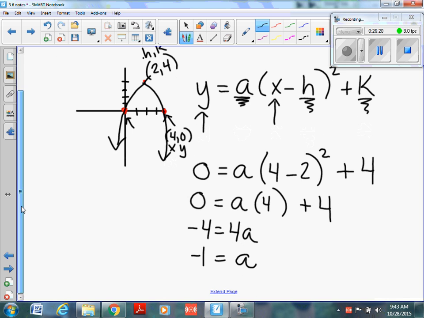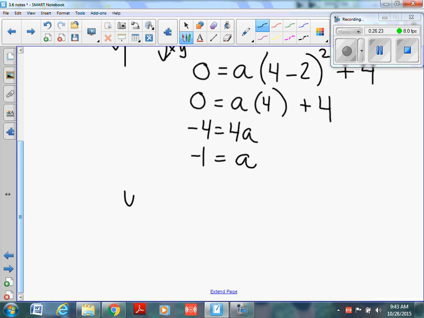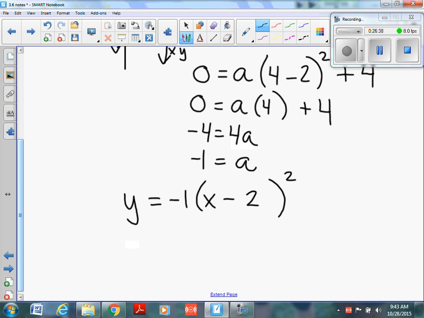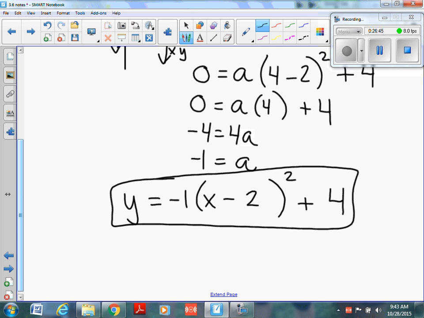Last thing we do, final part, y equals, final answer. We found the a finally. It's a -1. Parentheses, squared. You need an x in the problem. We have to use the h, and the h was 2, plus 4. Final answer.